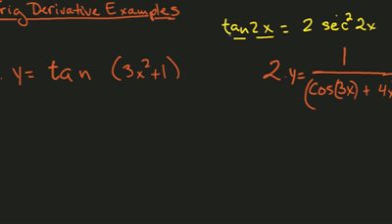Technically, you could do the derivative of the tangent first, get secant squared 2x, and then multiply by the derivative of 2x. Either way, it works out.